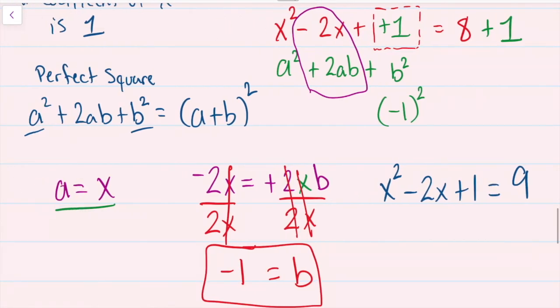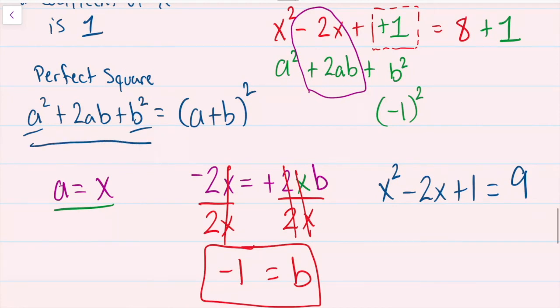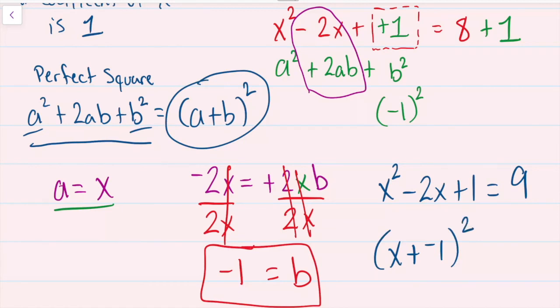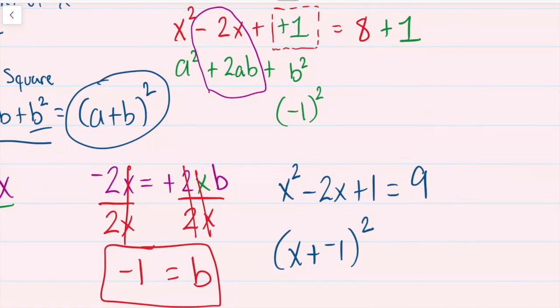And I already told you guys, once you do the perfect square, you know what to turn it to. So my a in this case is x. My b in this case is negative 1, squared. I wrote a plus negative 1 because remember it's supposed to be a plus here. But does it really matter? Nah, you can just say a minus 1. And that equals 9. Now all you have to do is solve for x.